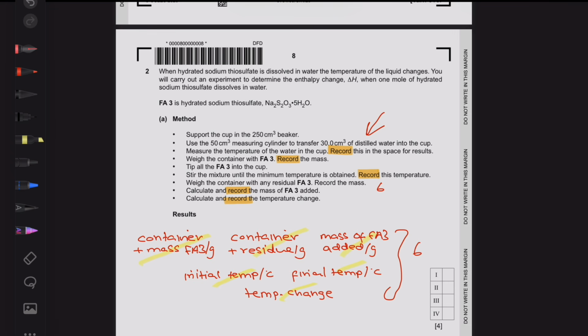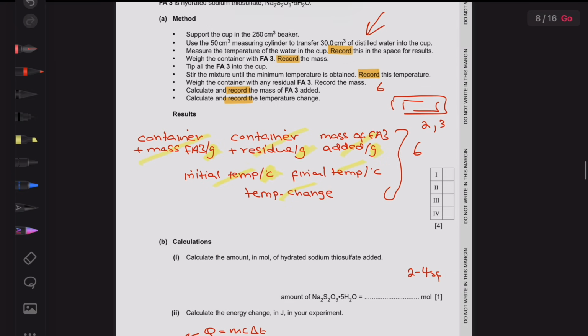Don't forget your units: grams or kilograms, usually grams for mass, degrees Celsius for temperature, centimeters cubed for volume, seconds for time, etc. So know your units. And again, you get marks for rounding to the nearest 2 or 3 decimal places when it comes to balances. So your balance might record to the nearest 2 or the nearest 3. You have to be consistent with it throughout. You get marks as well for being within the range that they expect of you.